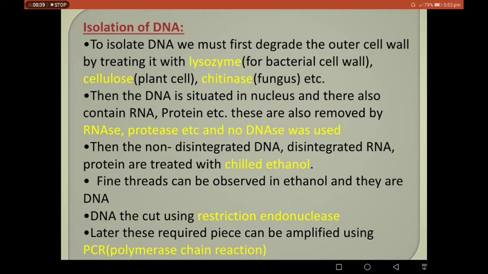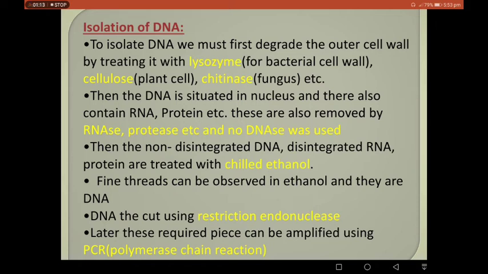Then the DNA is situated in the nucleus, and there also RNA, protein, etc. are present. These are removed by RNase, protease, etc. DNase is not used, because if we use it, the DNA is also disintegrated. Then the non-disintegrated DNA, with the RNA and protein disintegrated, is treated with chilled ethanol. Fine threads can be observed in the ethanol, and they are DNA.